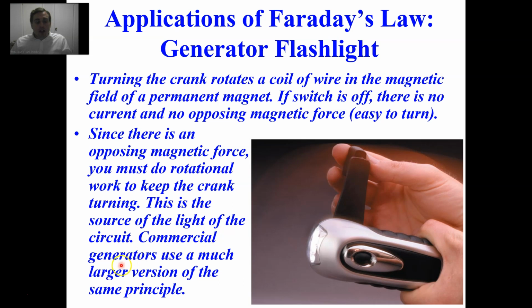Now, commercial electric generators use a much larger version of the same principle. Again, a modern electric generator is a coil turned in a very strong magnet. Okay? And then what is produced is alternating current.